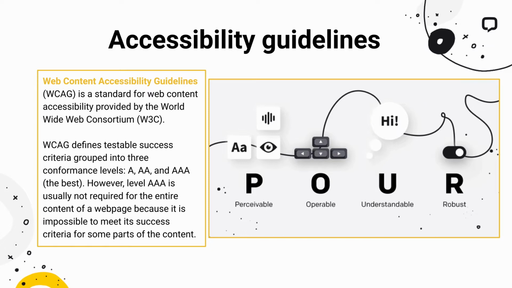This is the newest version that we covered. And there are success criteria, and they are grouped into 3 levels. There is level A, there is AA level and AAA, and AAA is the best level, but it's not possible to adjust the whole content of a website to AAA level, because some content can't be.